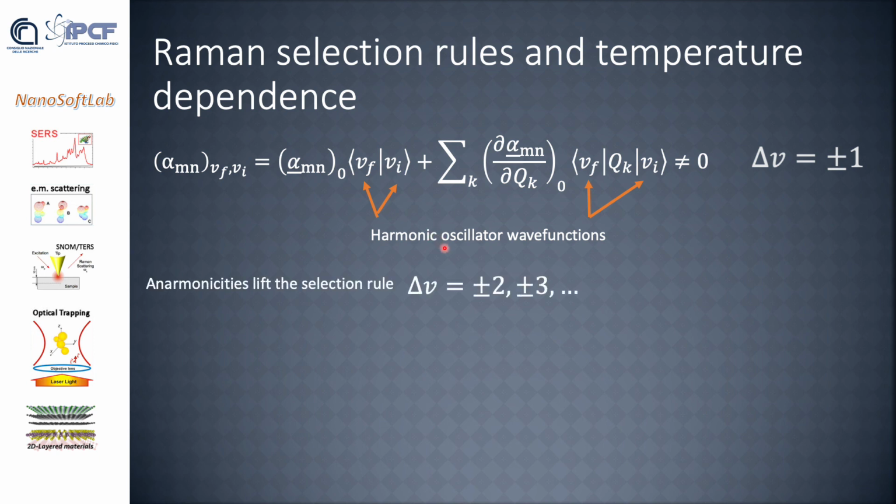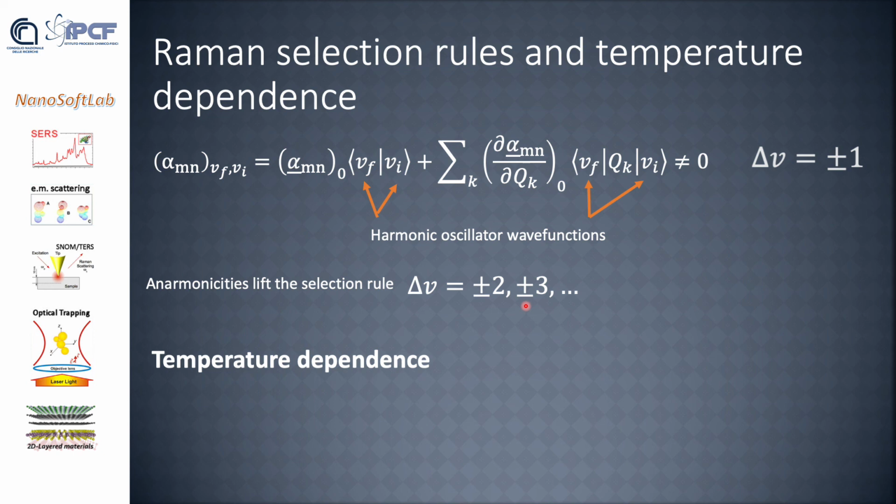If the oscillator potential is no more harmonic, so if we include anharmonicities, we will have higher order terms in this expansion, and this will lift these selection rules, allowing for transitions between states in which the quantum number differs by 2 or 3.